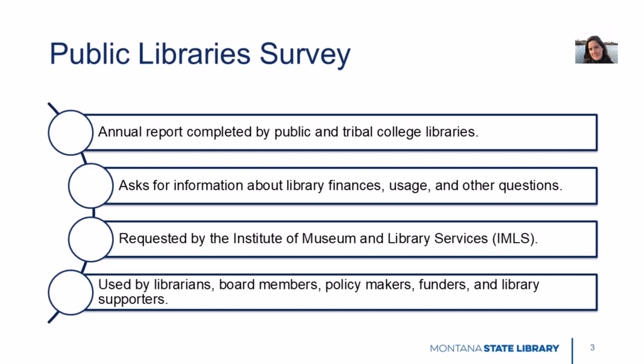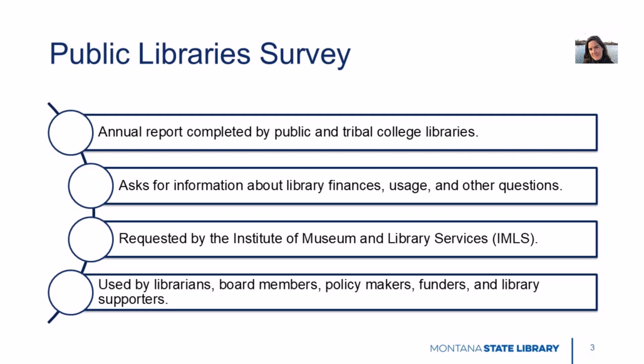First, a little bit about the Public Library Survey. As I mentioned, we call this the Annual Statistical Report. We collect this information from public and tribal college libraries every year. It asks for a lot of information about the library. It includes information about the library's finances, usage of library services, and often includes some additional questions that are around topics of interest to libraries.